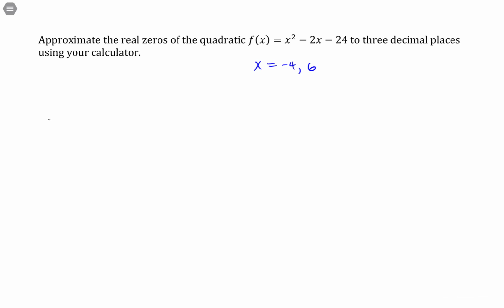So there's the two zeros here. Now in this particular case, we could have factored this, or we could have used the quadratic formula and come up with these, but if we wanted the calculator to do it for ones that were not so easy to do, it still could come up with them.